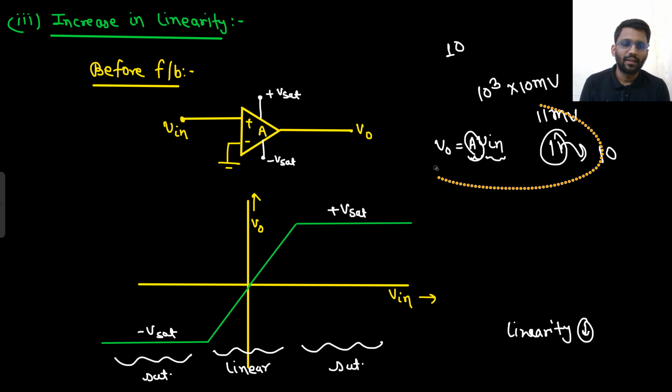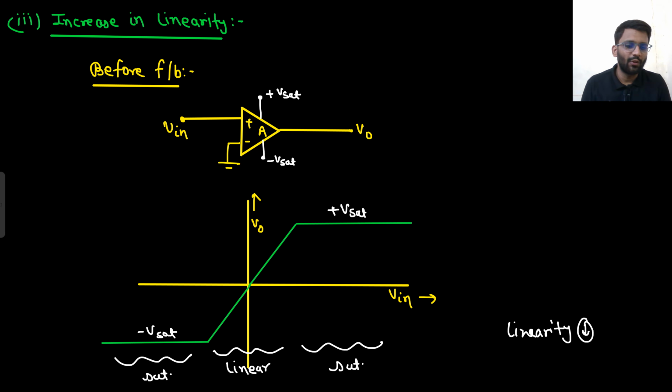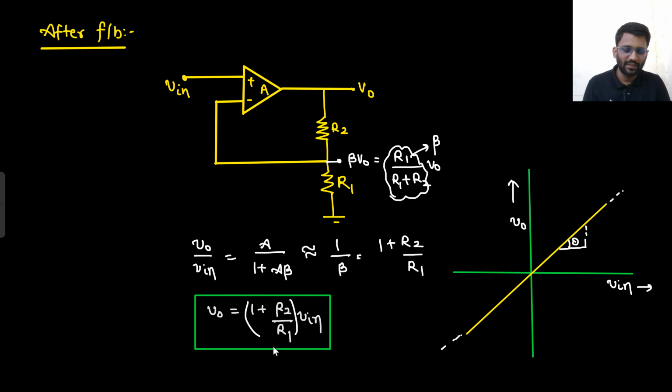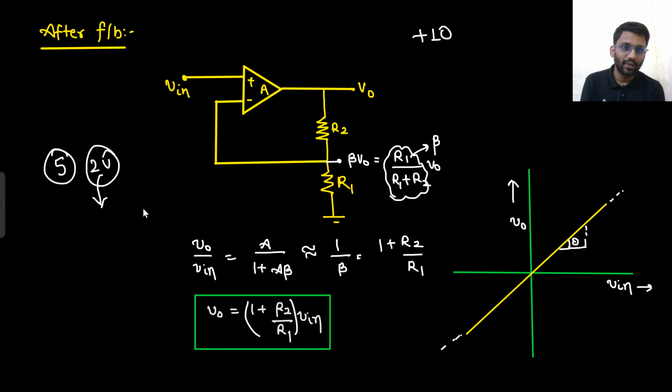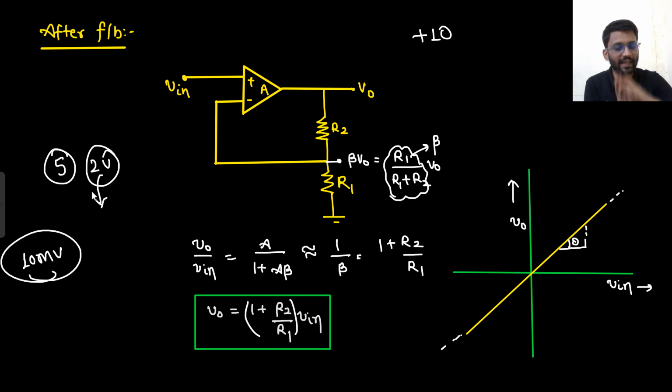Now, in the next case, your gain will not be that large. It will be low. Let's say 1 plus R2 by R1 is 5. What was your saturation voltage? Plus 10. So how much voltage can you apply? Till 2 volt you can apply. In the previous case, you could apply only till 10 millivolt. Once V in reaches 2 volt, your output will saturate. So the range has increased, so linearity is increased. Are you getting this point?